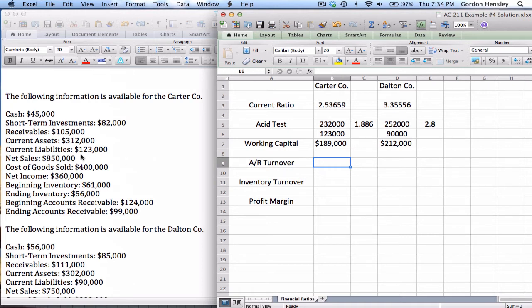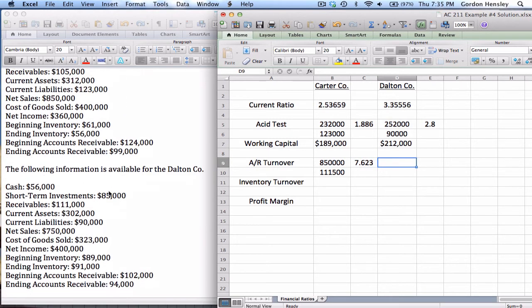So for the Carter Company, net sales $850,000. Now look at the receivables, specifically the accounts receivable. They had $124,000 at the beginning. They had $99,000 at the end. I want the average. So this is going to be $124,000 and $99,000, and I want to add the two together and divide by 2 to get an average. And then I'm going to take those net sales and divide it by the average receivables. That gives me about 7.623.